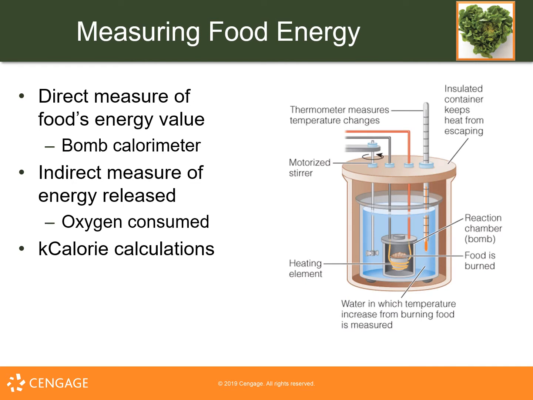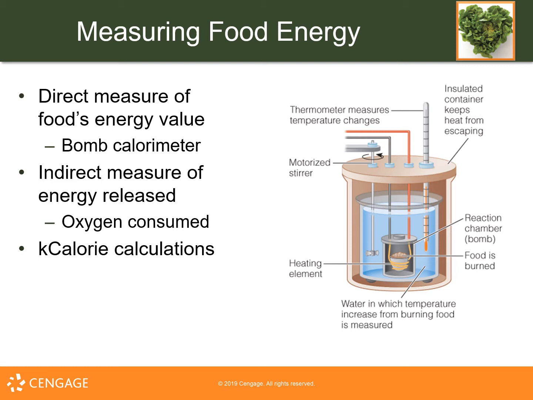Measuring food energy. Food provides the energy in part of the equation. Direct measure of the food's energy value: this you would use a Bomb calorimeter. A bomb calorimeter measures energy in the form of heat as food burns. It is a direct measure of food's energy value. An indirect measure of energy released is to measure the oxygen consumed.